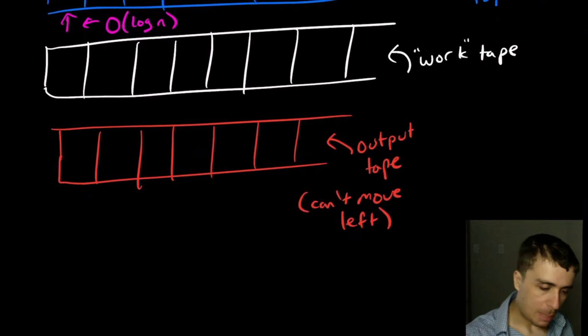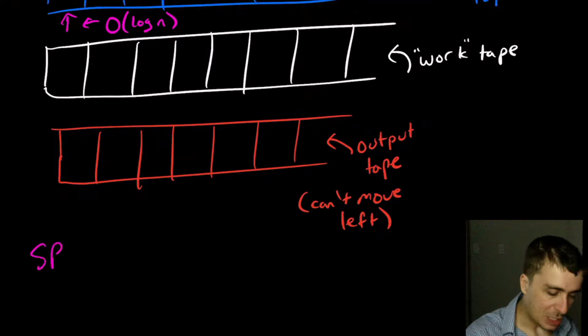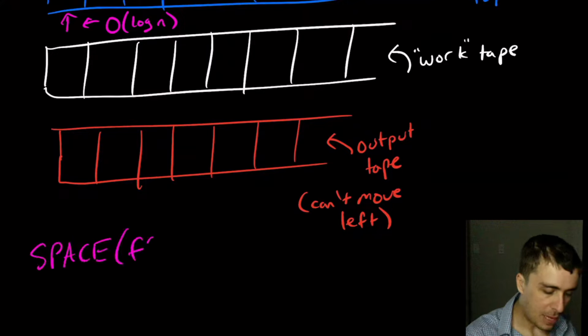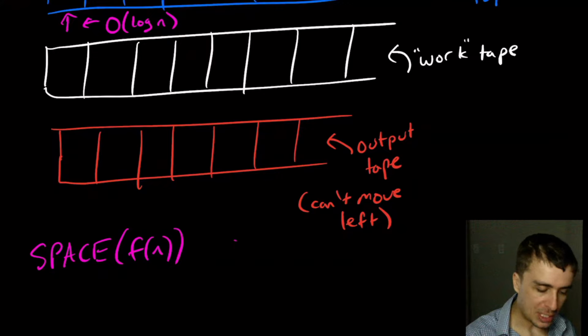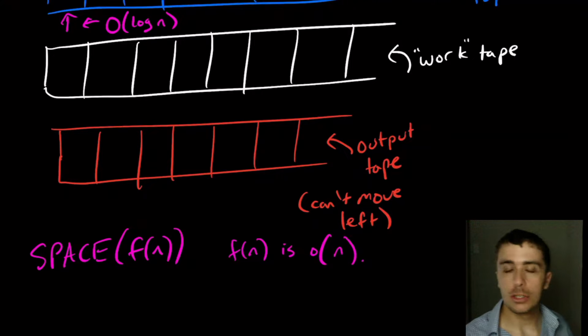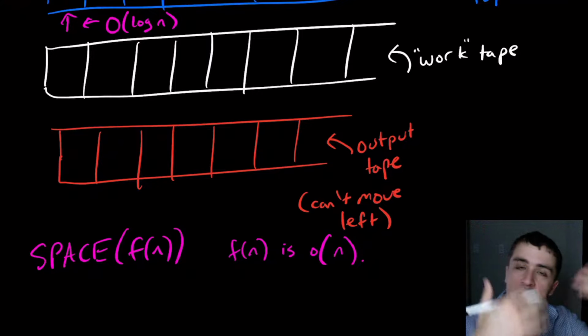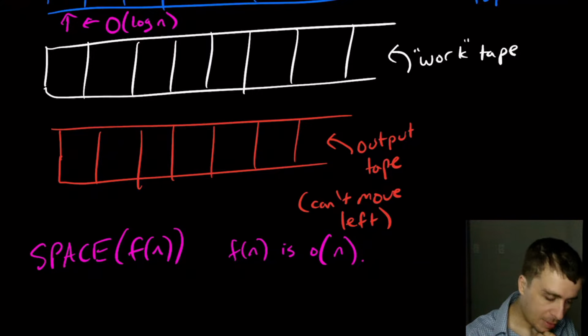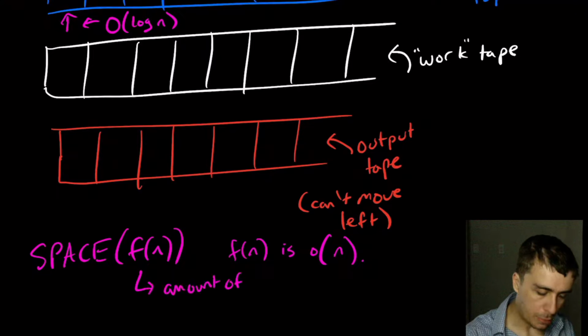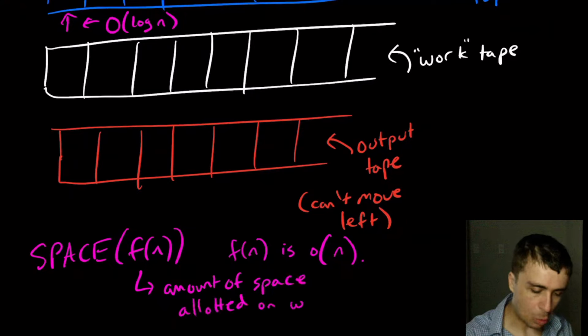So let's talk about what it means to be in space f of n, where let's say f of n is little o of n. So little o means strictly less asymptotically compared to n. So like square root n will count, log n will count, anything that's strictly less than n will count. f of n here is the amount of space allotted on this work tape.